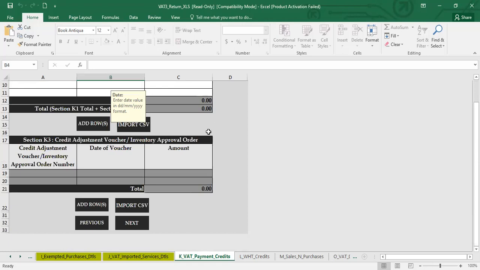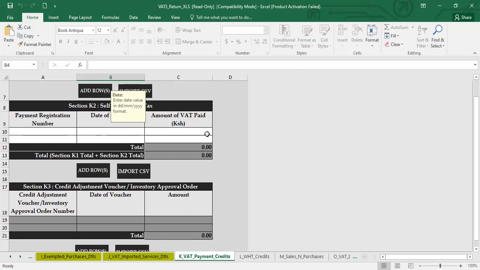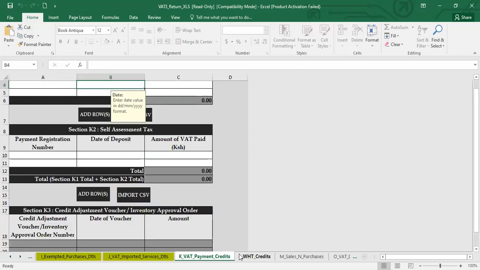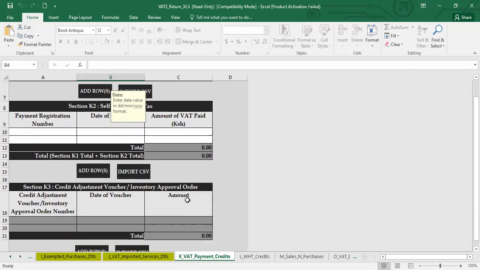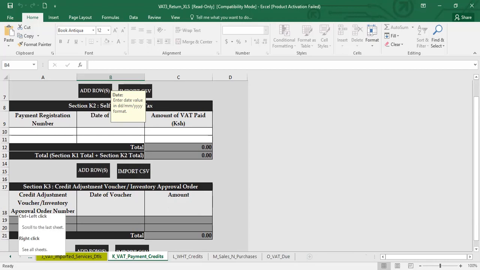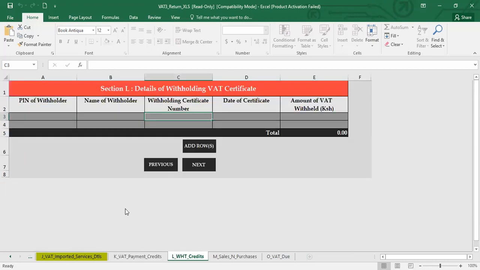Oh, there's something we've skipped. What is section K? Credit adjust. I think there isn't. We've tackled all of them. Something else under next. You can go to the next tab. You can comfortably go to the next tab. You see now here.